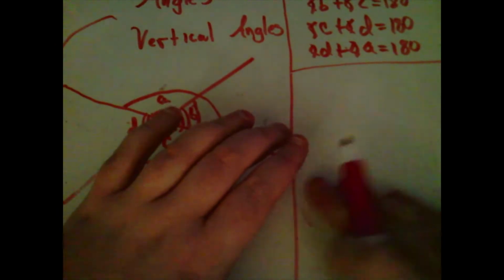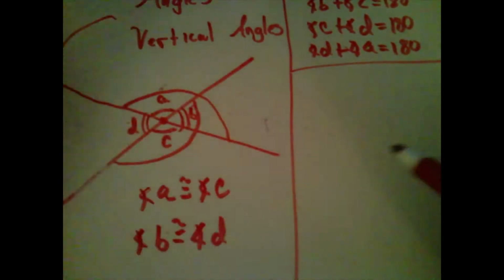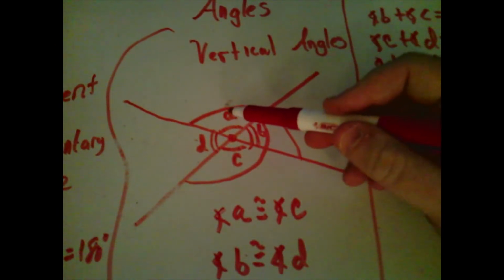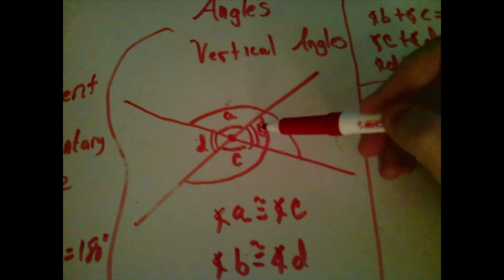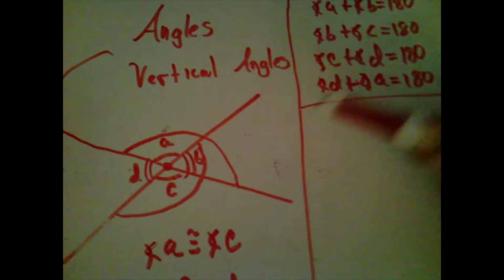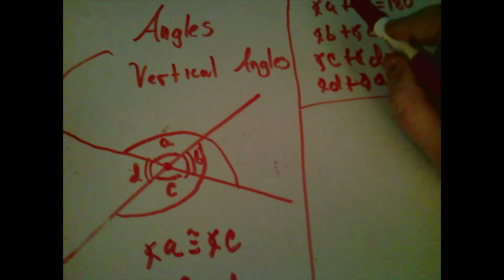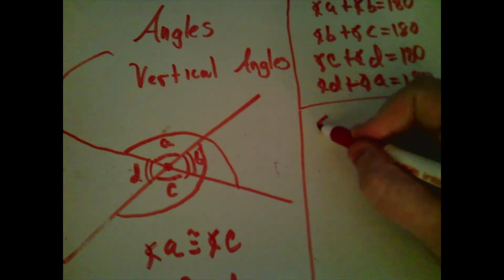Let me give myself a little more room here. We know what our objective is. Our objective is to show that vertical angles are congruent. A is congruent to C, and D is congruent to B. Let's do some algebra. First, angle A plus angle B equals 180. Let me rewrite that here.